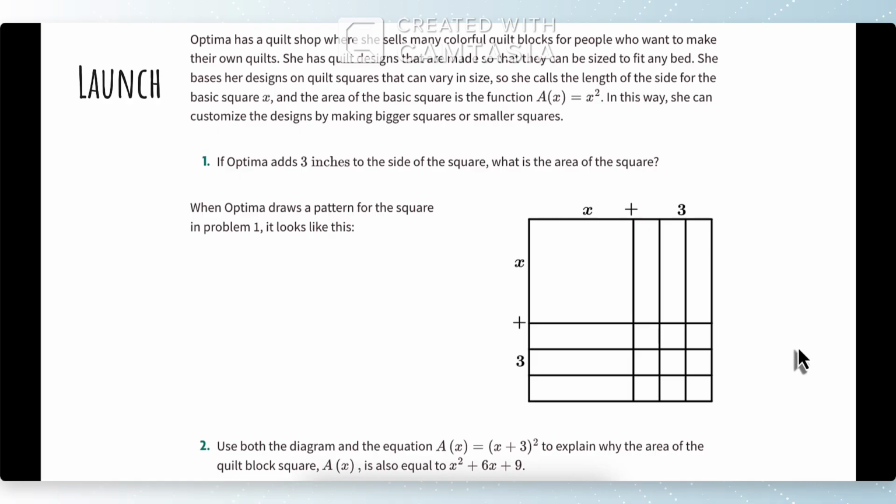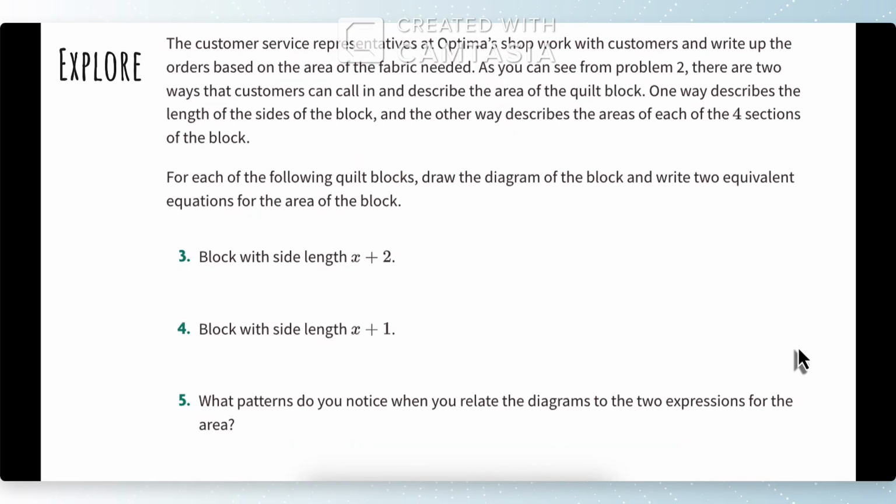So we looked at the area of the square. We could have gotten it by adding those all together, and then we verified it a couple ways. So for each of these following problems, you're drawing the quilts and then showing the 2 equivalent equations. One equivalent equation is going to be standard form.